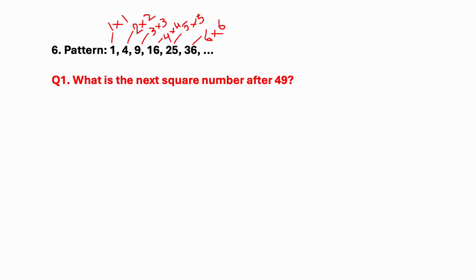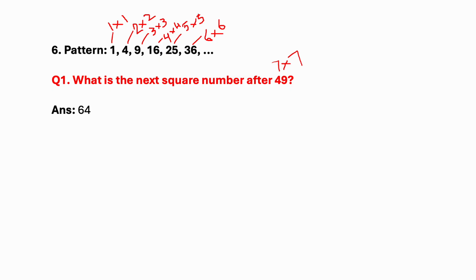See the next pattern: 1, 4, 9, 16, 25, 36. These are square numbers. 1 square is 1, 2 square is 4, 3 square is 9, 4 square is 16, 5 square is 25, 6 square is 36. So what is the next square number after 49? 49 is 7 into 7.